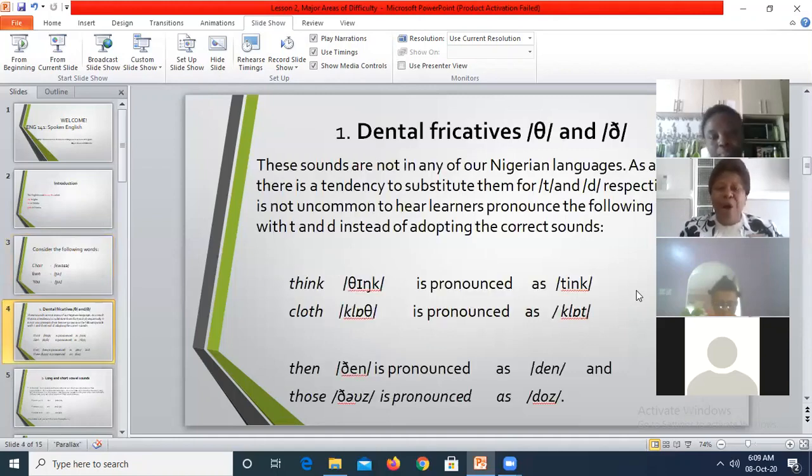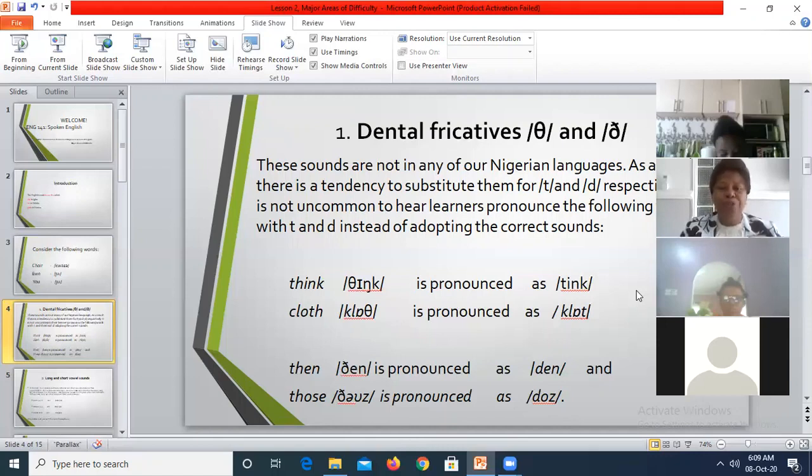The first area of difficulty we shall examine is the dental fricatives. Dental fricatives are two. The first is th, as in think. The second is th, as in the boy, the girl. These sounds are not in any of our Nigerian languages. And because they are not there, many Nigerian learners of English find it difficult to pronounce them. Many times they will substitute them for t and d respectively. You must not imitate them in that pronunciation.